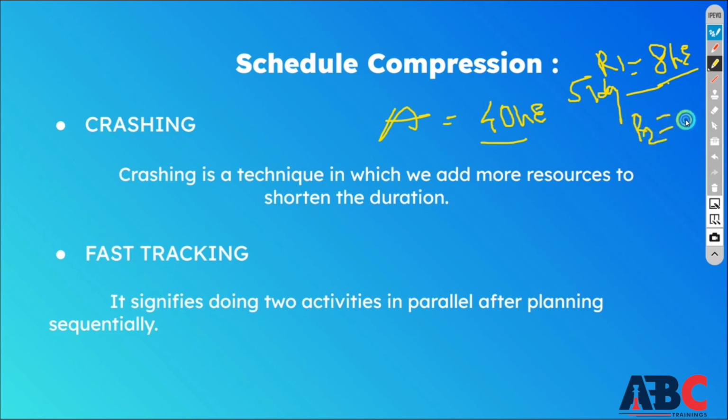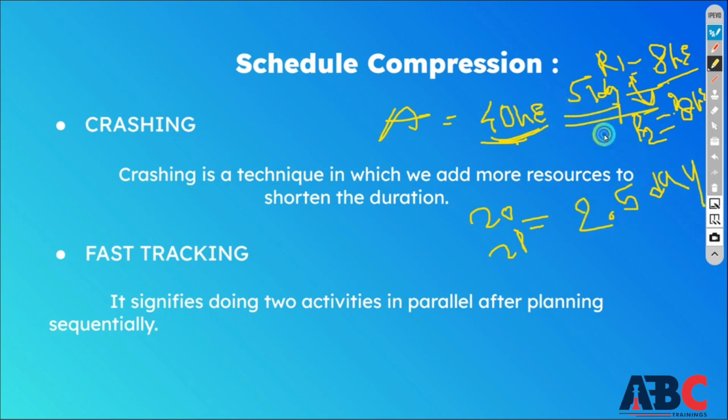We have added resource R2 which has working hours of 8 hours. If both of them work together, then the duration of your project of 40 hours will be split. Means in 20 hours both of them will complete their work. So the work of this project has 8 hours and 8 hours. You are doing working hours of 16 hours daily. To complete this, it will take 2.5 days. Automatically your schedule will crash, means you have done the schedule compression by crashing. You can compress your schedule like this.